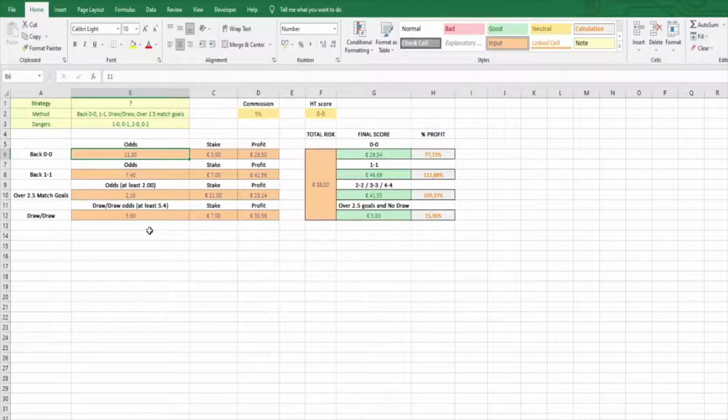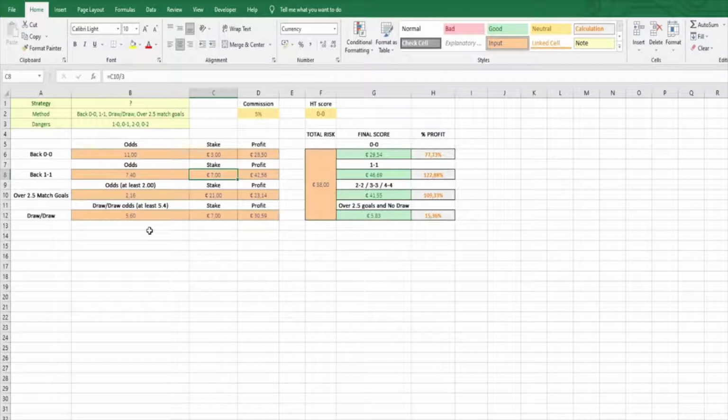0-0 was offered at 11. 1-1 was offered on the exchanges at 7.4, and over 2.5 goals were traded at 2.16, with draw being offered at 5.6. Usually draw is offered at more than 6, but in this game I think the market expects this one to end somewhere around the draw. Some notes here are that draw should be at least 5.4, and over 2.5 goals should not fall below even money.